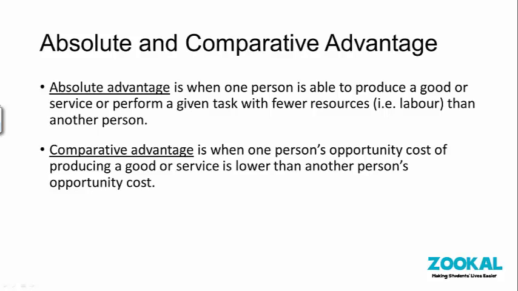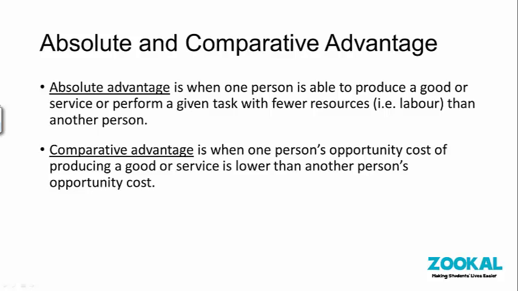So, for example, fewer resources could be the number of hours you're required to produce a certain product, or maybe even the material that you use. You could end up using a small amount of materials to produce exactly the same good. So, for example, if person A is able to produce, let's say, a lollipop in 1 hour, whilst person B is able to produce the same lollipop in 2 hours, then person A clearly has an absolute advantage in lollipops over person B.